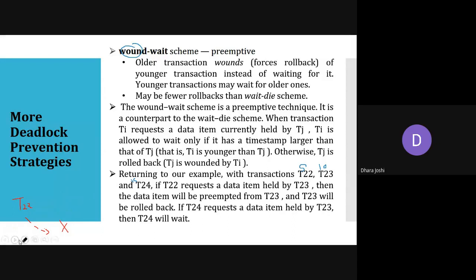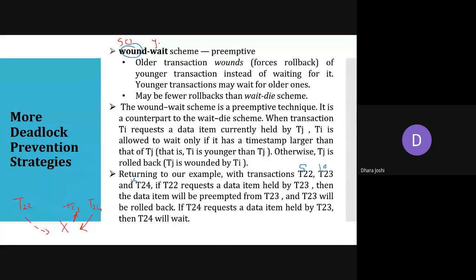Suppose T24 requests a data item. Now we are thinking about these two scenarios, T23 and T24. If T23 has data item X and T24 requests it, then T24 needs to wait. So again, the wound one is for senior or older, and wait is for younger or junior.